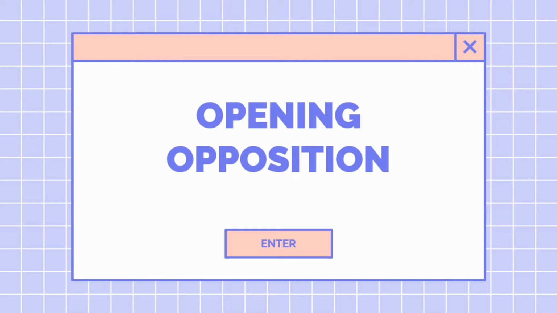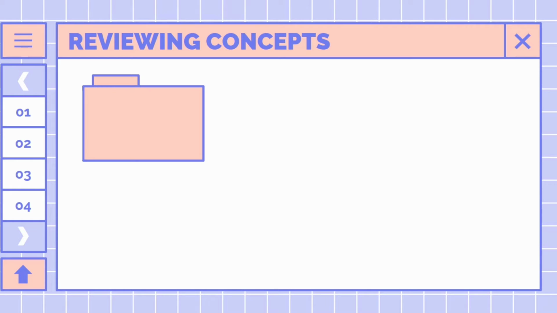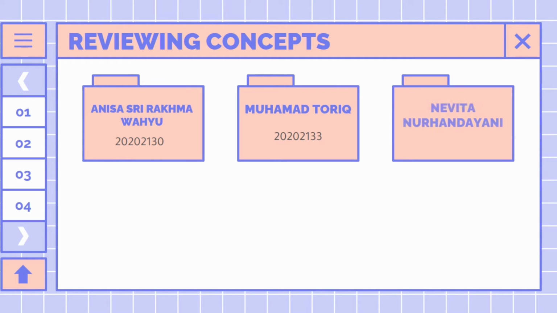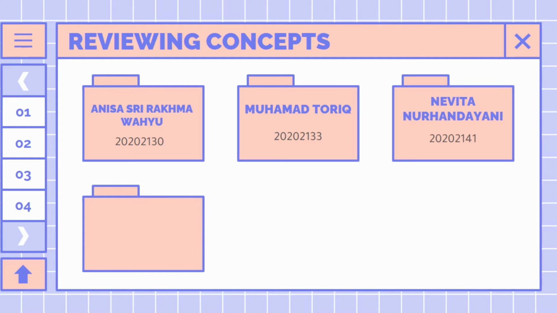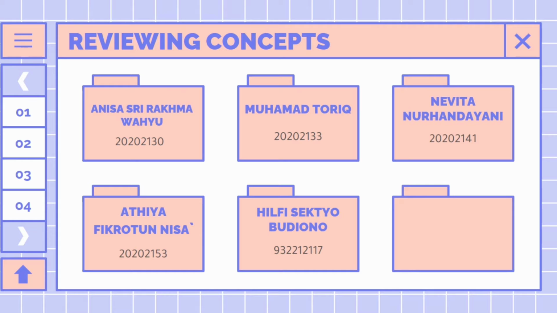And on this occasion, we are from the third group. We will explain about opening opposition in debate. Our group members consist of Anisa Sri Rakhma, Muhammad Toriq, Nevita Nurhandayani, Athiya Fikrotun Nisa, Hilfi Sektyo Budiono, and also Abdullah Sahal.